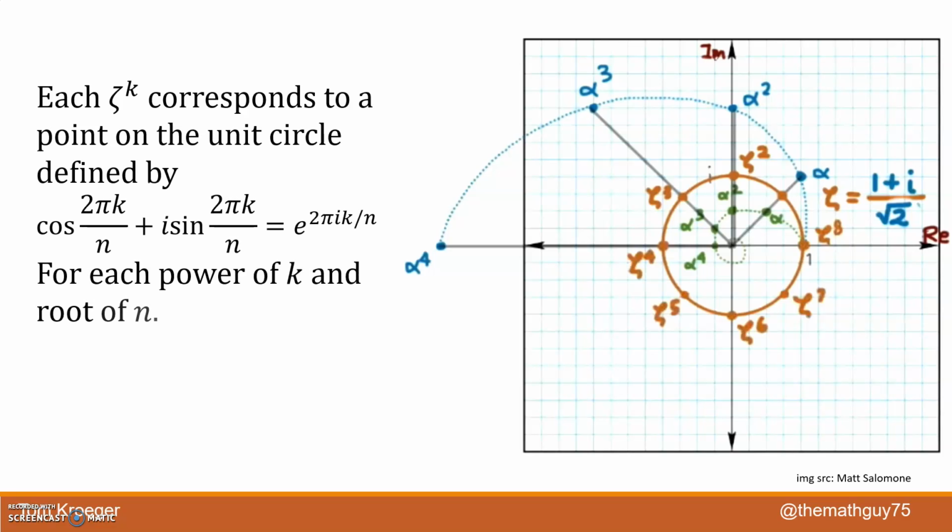Then, going around the circle, each zeta to the power of k corresponds to a point on the unit circle defined by e to the 2 pi i k divided by n, for each k power and root of n. In this example, we're looking at just the 8th power, so when we have t to the 8th minus 1 or something like that as our polynomial, we're needing 8th roots. So we would need 8 of them in this case. That's what we're seeing in the diagram here.